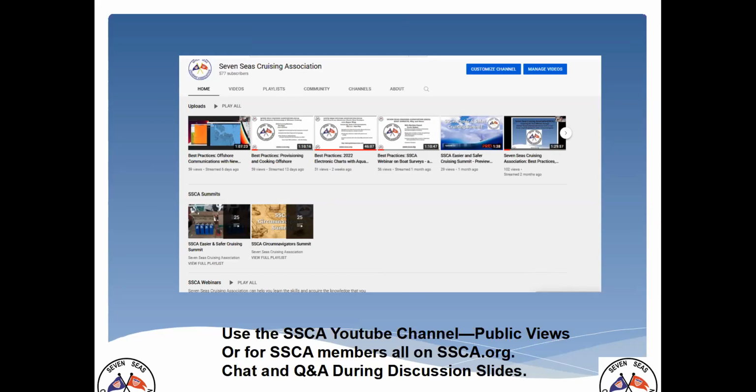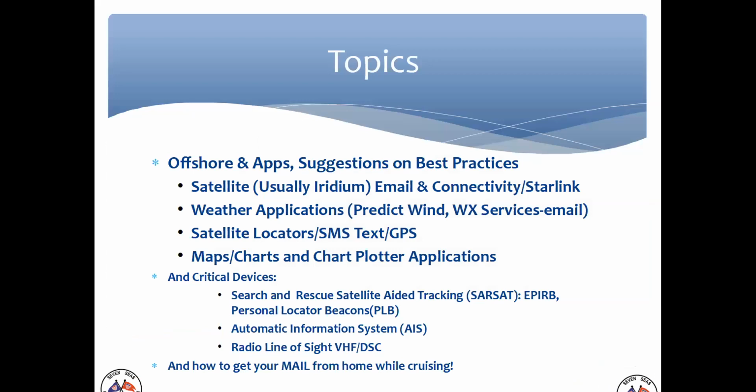Now on to communications. Topics: offshore and apps. We're going to talk suggestions on best practices. We'll talk satellite, usually Iridium in this case. Email and connectivity, and we will touch on Starlink. I'll talk a little on weather applications, such as PredictWind or weather services. Most of those come by email. Then I'm going to talk satellite locators, SMS text messages, GPS. We'll cover a little on charts, chart plotting. And if we have time, I really want to go over the critical devices: search and rescue, your EPIRB, personal locator beacons, AIS, your Automatic Identification System, and then radio line of sight, the VHF digital selective calling, which is used so much down in the islands. And also how to get some of the information you want.